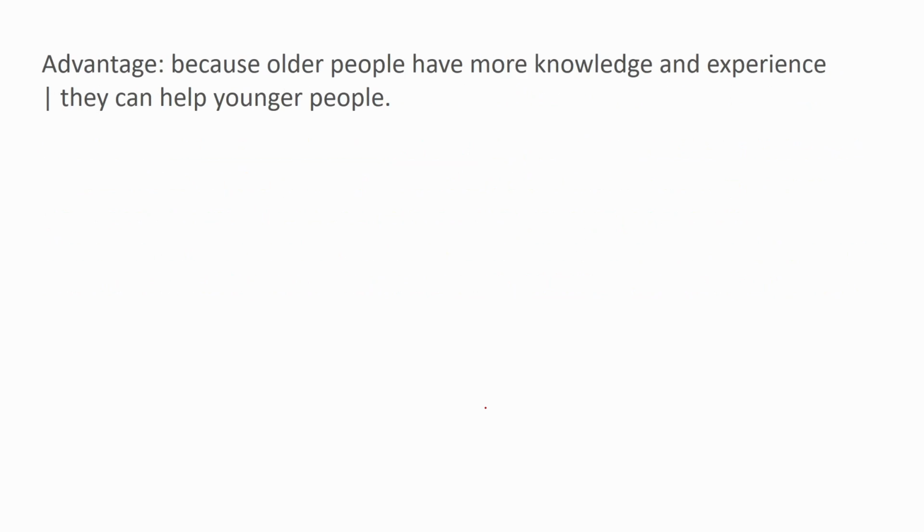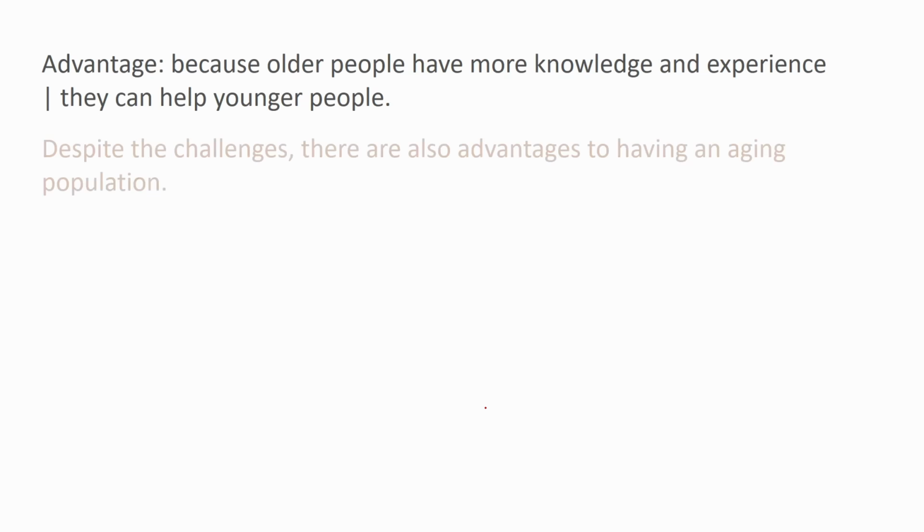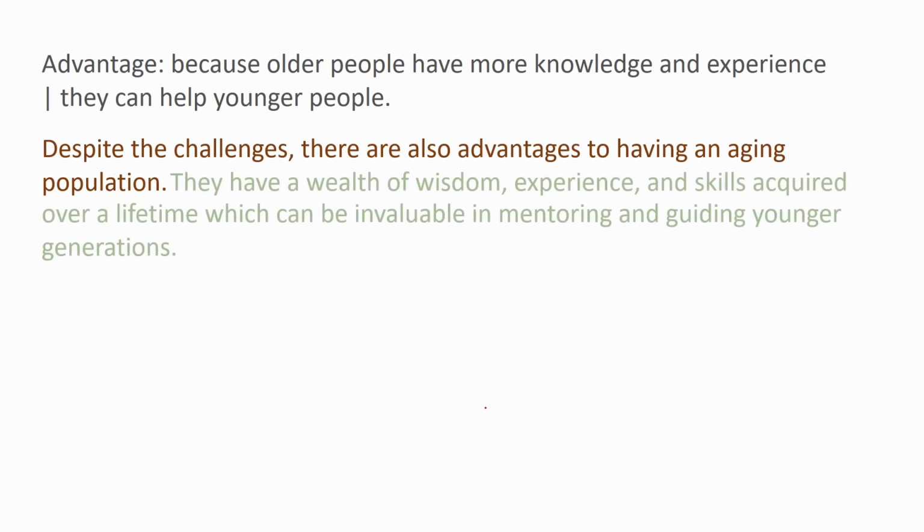Now I need to mention my advantage to cover both sides. Again, I said older people have more knowledge and experience and they can also help younger people. Despite the challenges, now I want to mention the opposite side. I use despite. There are also advantages to having an aging population. So what are those advantages? The first one, they have a wealth of wisdom, experience, and skills acquired over a lifetime, which can be invaluable in mentoring and guiding younger generations.